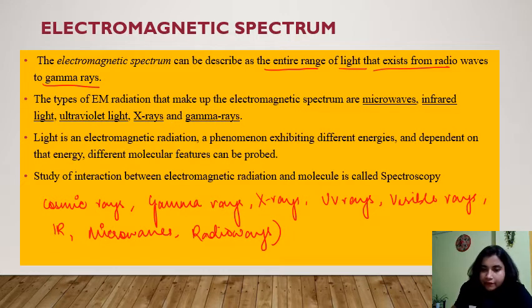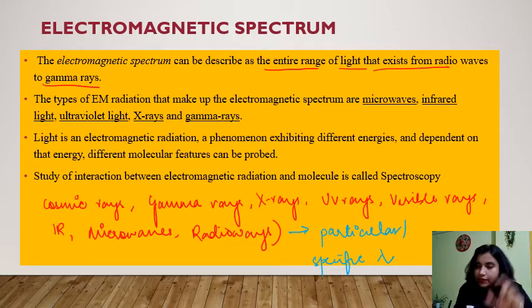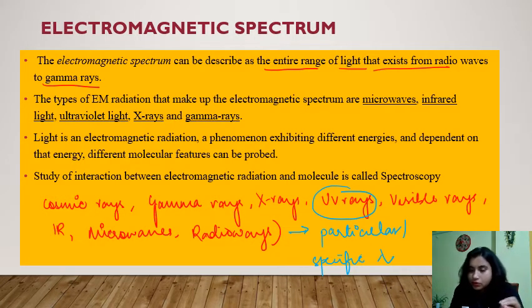These all have a particular, or specific, wavelength, and according to that wavelength we named each wave. For example, if we talk about UV rays, the wavelength ranges from 200 to 280 nanometers. So that is the UV rays wavelength, and this is an example of the electromagnetic spectrum.